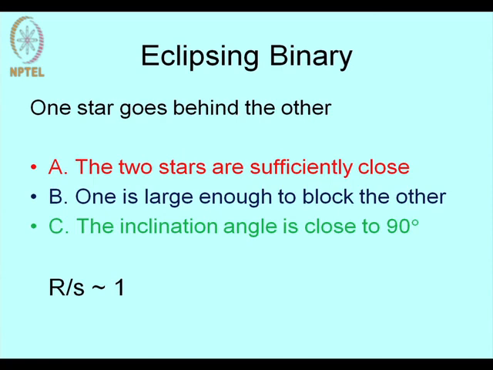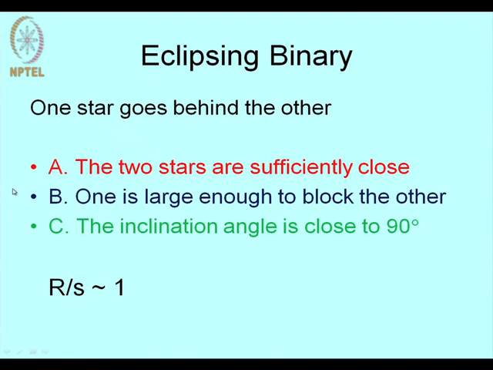So, in an eclipsing binary, you typically cannot make out the two stars distinctly in an image of the sky. So, the question is, how do you know that you have a binary system? Well, you know because one star goes behind the other, creating an eclipse. So, this is a situation where one star eclipses the other, and the question is, what do you require for an eclipsing binary?